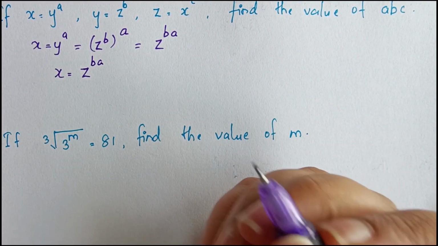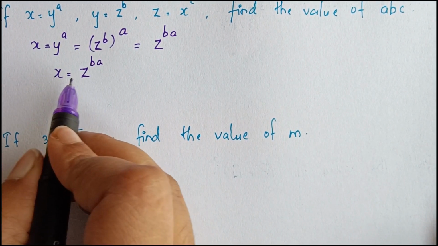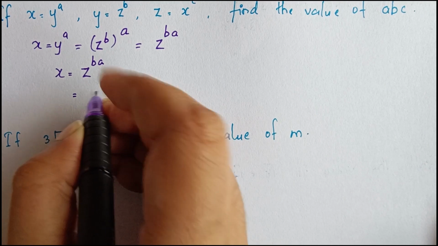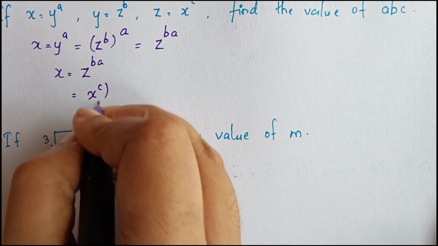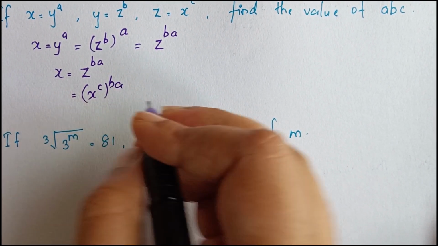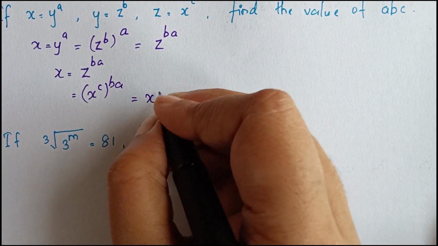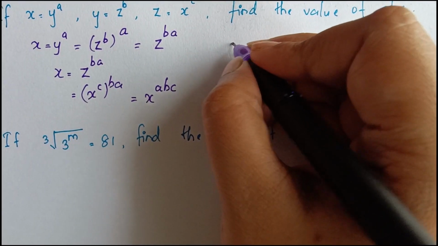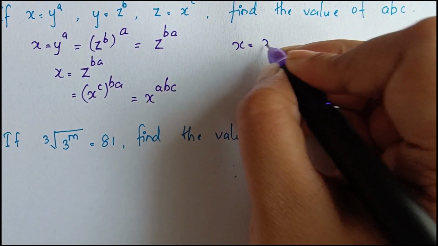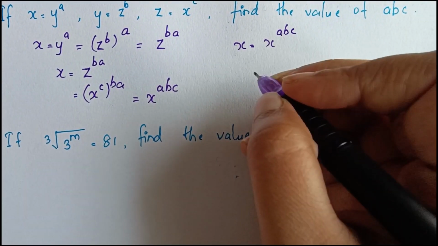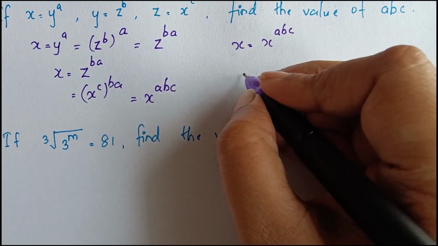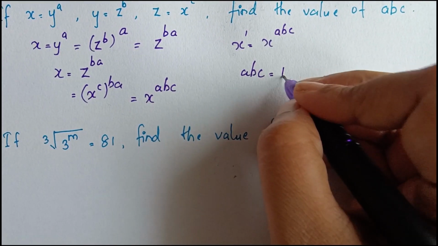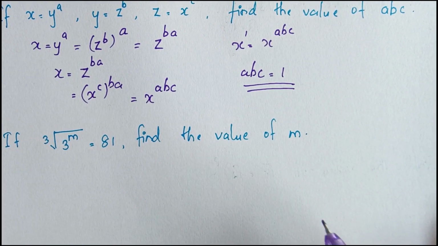But we still cannot equate the powers because the numbers are not equal. You need to get x here. So what is z here? That is x raised to c, the whole raised to ba. That is equal to x raised to a into b into c. So now you can equate the powers because x is equal to x raised to abc. We got it now. So abc is equal to 1. Here x means x raised to 1. So abc is equal to 1.